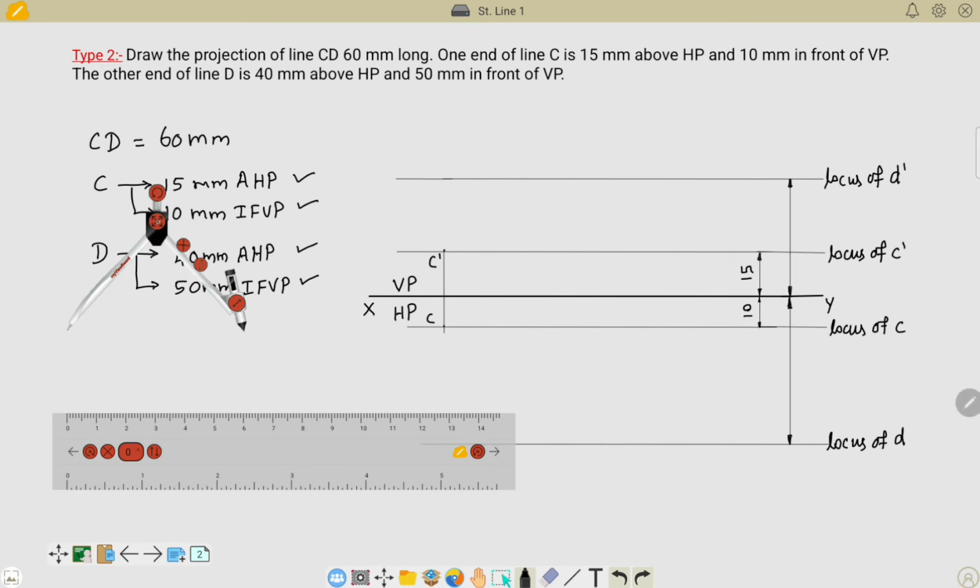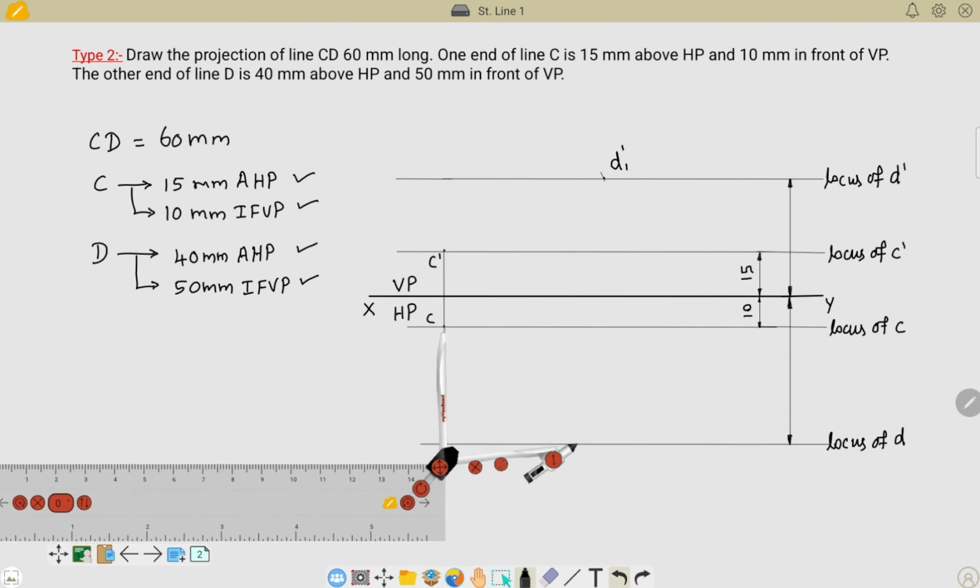Take your scale and measure a distance of 60 millimeters with your compass like this. I have measured the 60 millimeters here. Now taking my compass to the point C dash, I need to draw an arc on my locus of D dash in order to find the D point. The intersection point with respect to this is nothing but D1 dash.